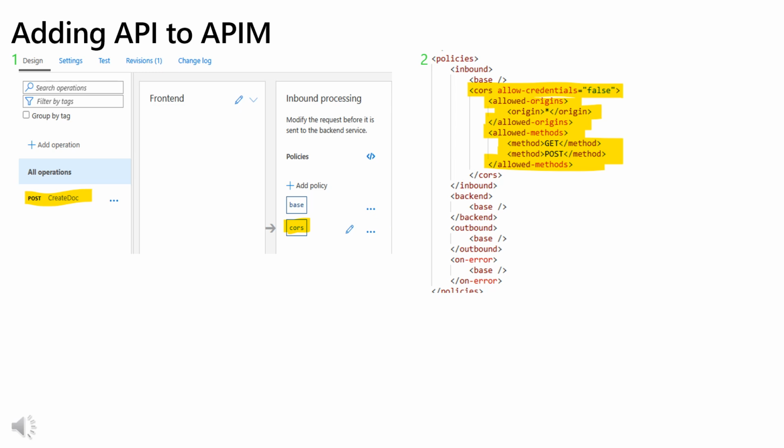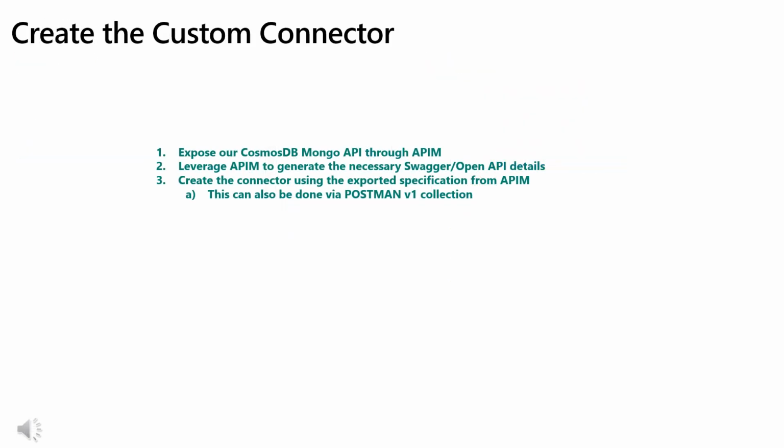for CORS to allow CORS operations, because if you're going to be using this from a Power Platform app, then you're going to need to have this CORS policy enabled, because Power Platform apps are run in the browser. If you're using this from Power Automate, you can get by without this policy. So let's create the custom connector now.